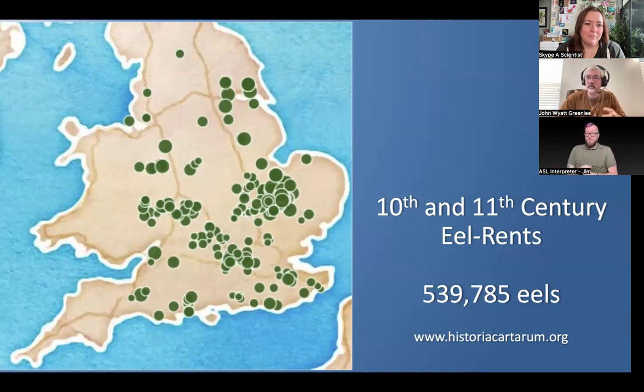Some of the rents are really small, individual people paying 50 eels a year to their local landlord. Some of them are really big. The village of Harmston owes the Earl of Chester 75,000 eels each year. I don't know what the Earl did with 75,000 eels, but he got them. And so they're an important part of the diet, an important part of the culture, and an important part of the economy in some really weird ways.